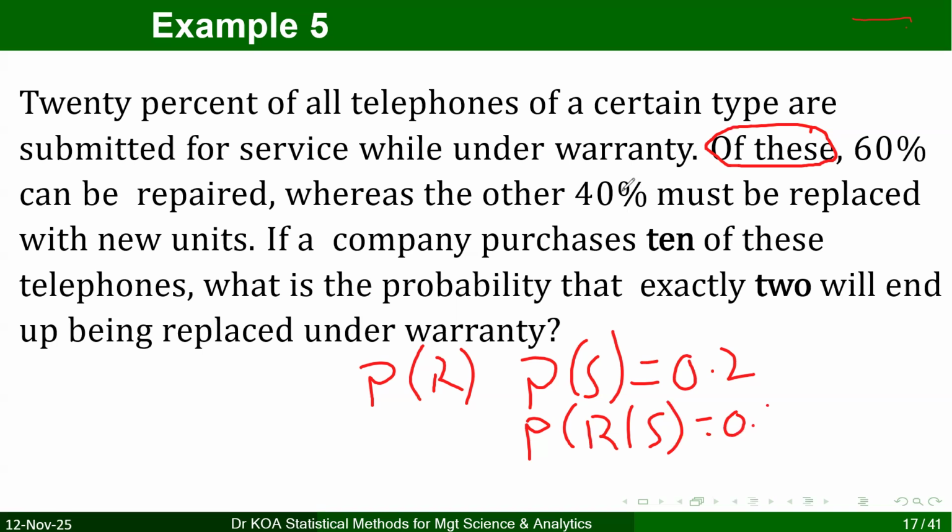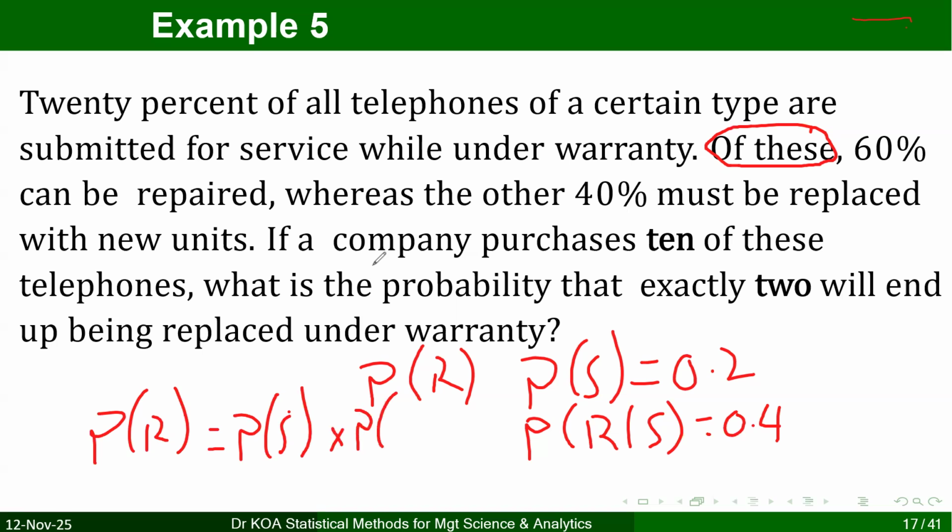Okay, so Doc, then which one represents the 60? The repaired. Which one? Exactly, that's the one we are going to do. So the repaired or replaced, I'm not going to write it here. The probability of being repaired or replaced is the probability of being submitted multiplied by the probability of being repaired given that it's been submitted.